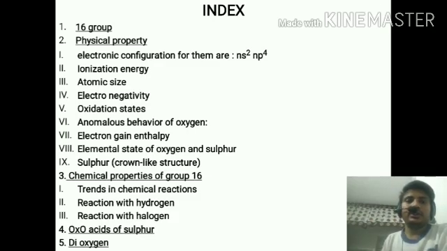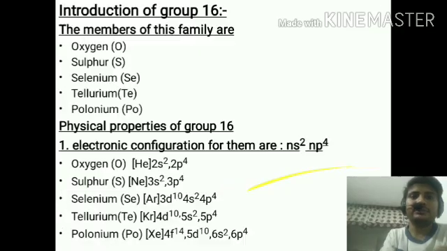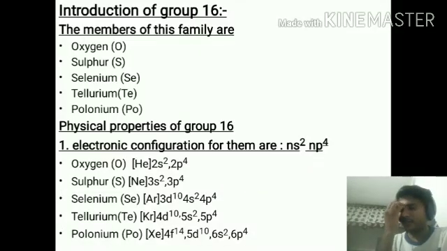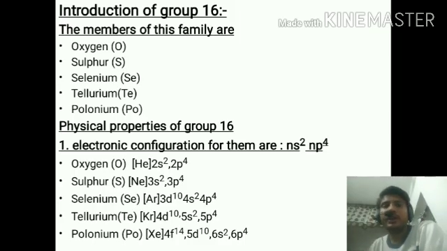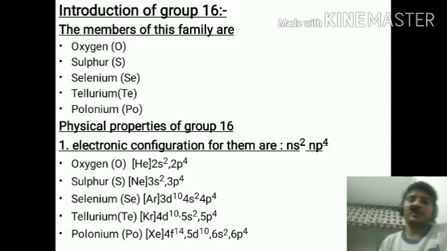The video length will be estimated at 30 to 35 minutes, so you have to watch the complete video for better understanding. Now first, what elements are present in the 16 group? Group 16 contains oxygen, sulfur, selenium, tellurium and polonium. Oh, Sulfur, Se, Te, Po: oxygen, sulfur, selenium, tellurium and polonium.